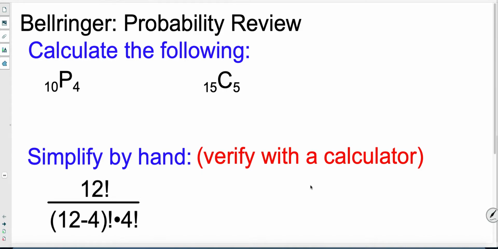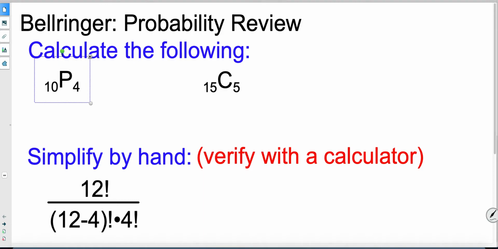Here's your bell ringer for the day. So get out a calculator and work through these, please. If you could pause the video for a few minutes and give the students a chance to work through this, that would be excellent. This one on the left is a permutation, okay?